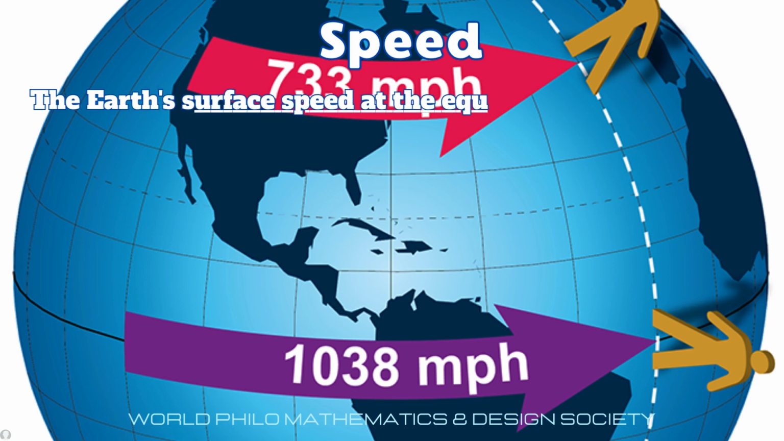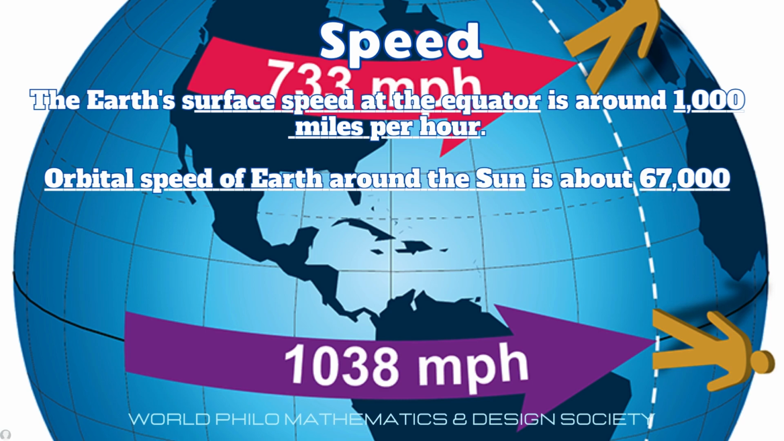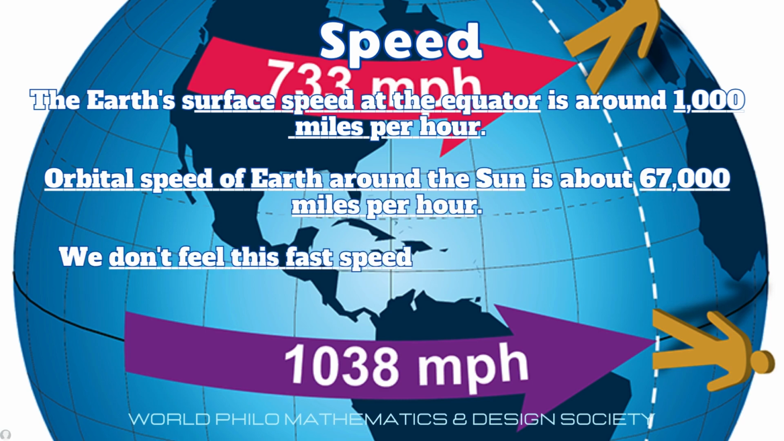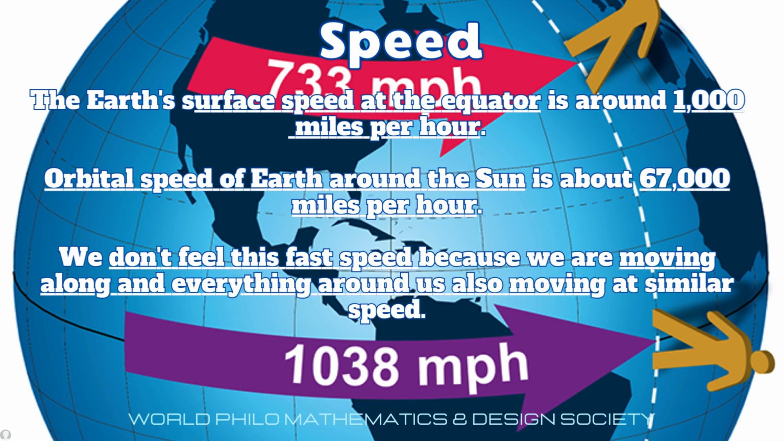Earth's surface speed at the equator is around 1000 miles per hour. The orbital speed of Earth around the Sun is about 6000 miles per hour. We don't feel this speed because we are moving along with it, and everything around us is also moving at a similar speed.